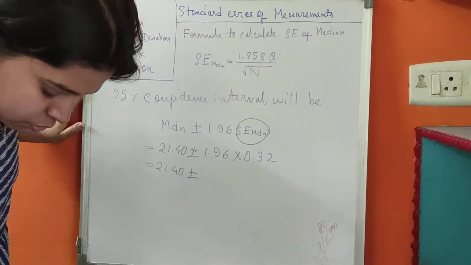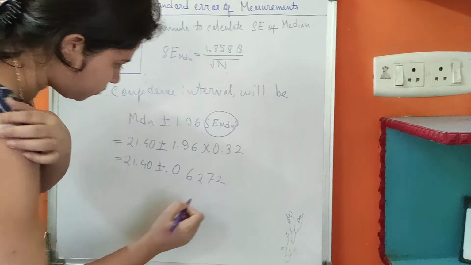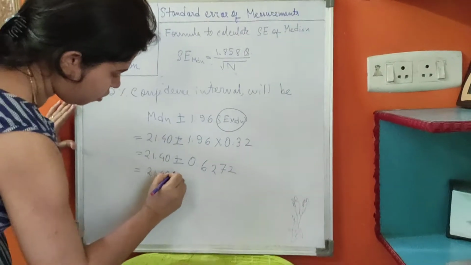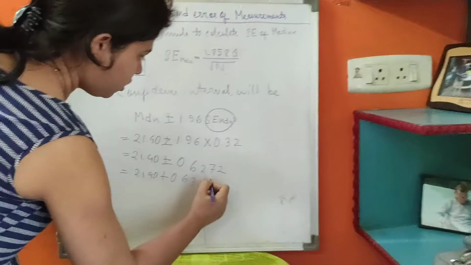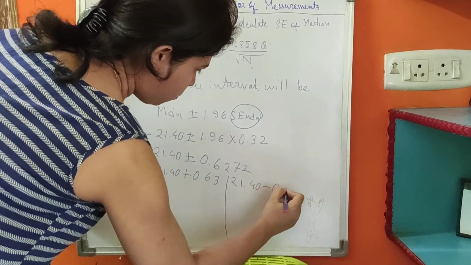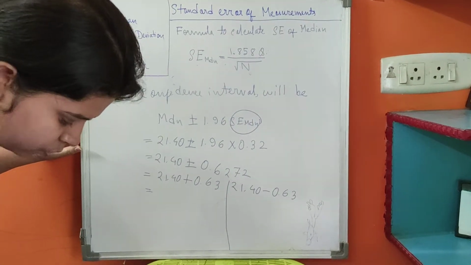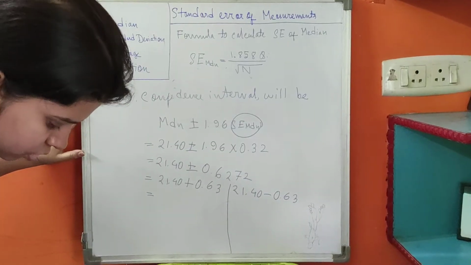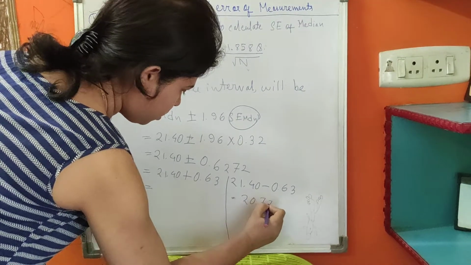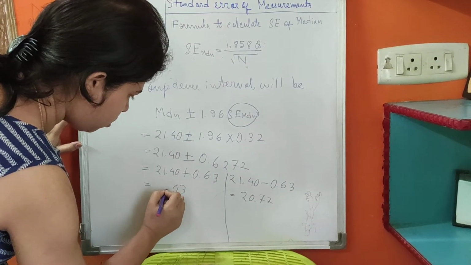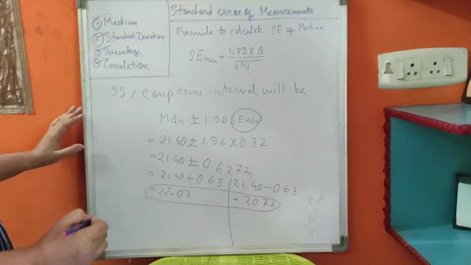Equal to 21.40 plus minus 1.96 into 0.32, which is 0.6272. We can round it off to 0.63. So 21.40 plus 0.63 and 21.40 minus 0.63. 21.40 minus 0.63 is 20.77, and the upper value is 22.03. So this will be the range for the 95% confidence interval.